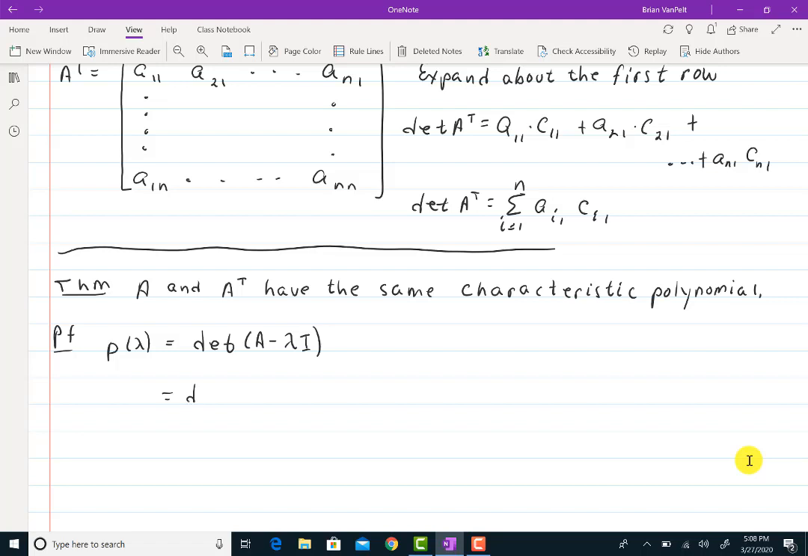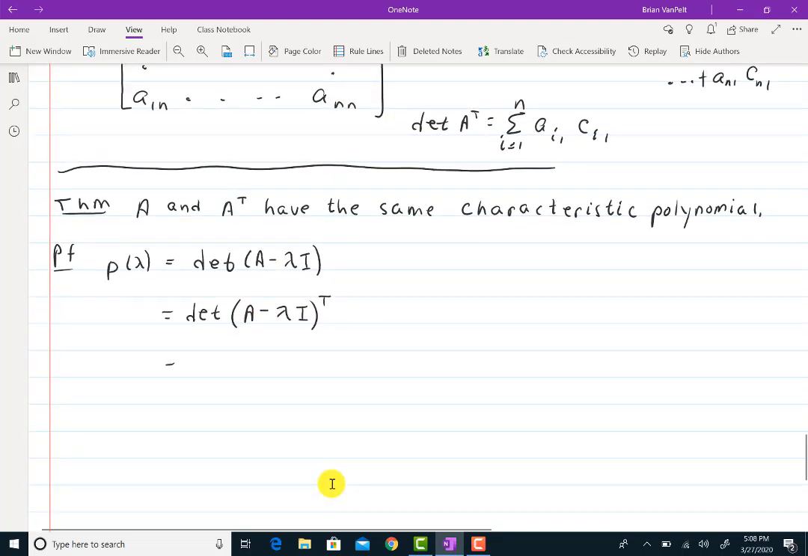But now, the determinant of any matrix is the same as the determinant of the transpose of it. So here's my matrix. A minus lambda I is a matrix, and I'm taking its transpose. One of the properties of transpose is that you can distribute it inside.